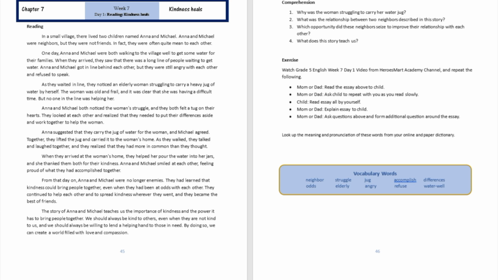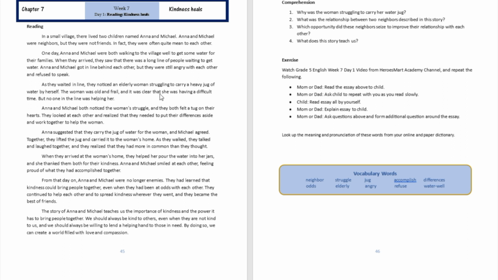They looked at each other and realized that they needed to put their differences aside and work together to help the woman. Anna suggested that they carry the jug of water for the woman, and Michael agreed. Together, they lifted the jug and carried it to the woman's home. As they walked, they talked and laughed together, and they realized that they had more in common than they thought.